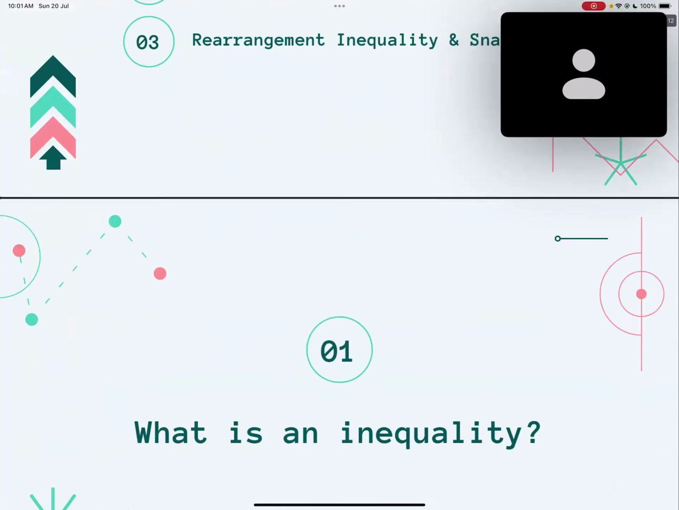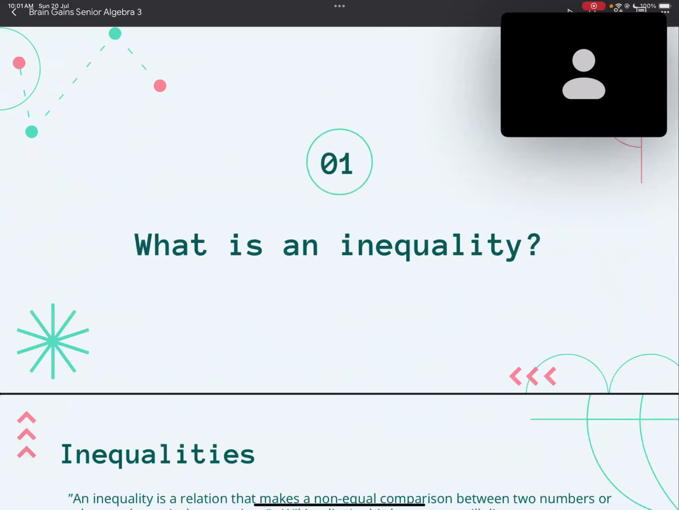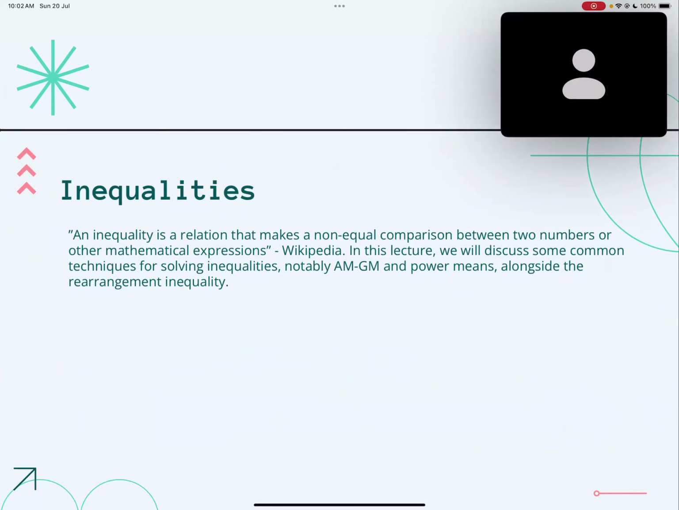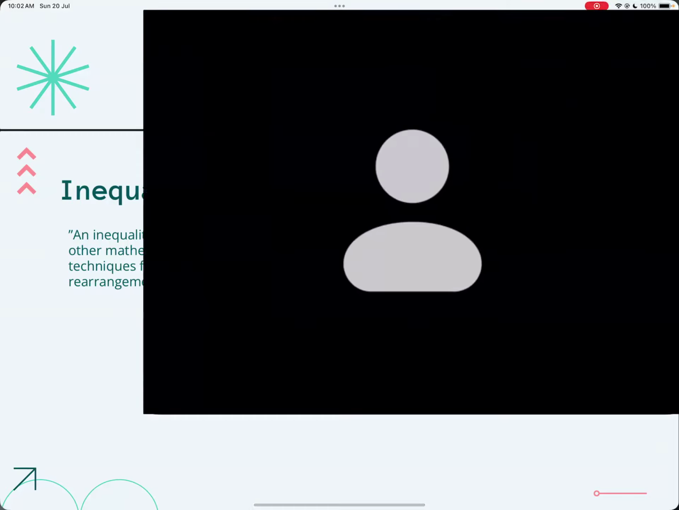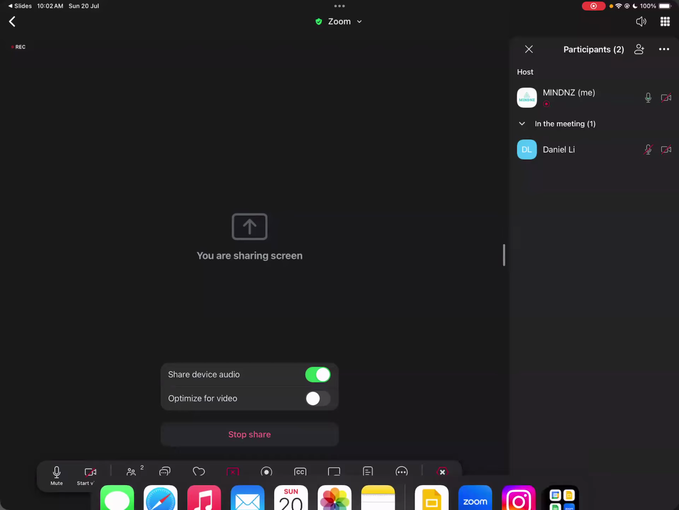Okay, so firstly, what is an inequality? Well, an inequality is a relation that makes a non-equal comparison between two numbers or other mathematical expressions, according to Wikipedia. So, in this lecture, we will discuss some common techniques for solving inequalities, notably AM-GM, power means, and then also rearrangement. Okay.